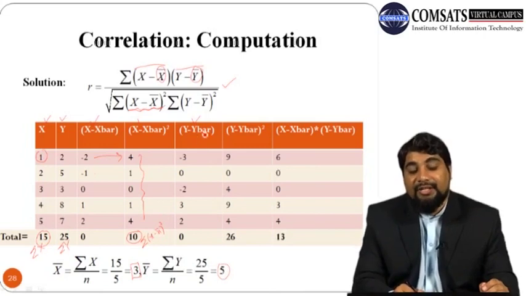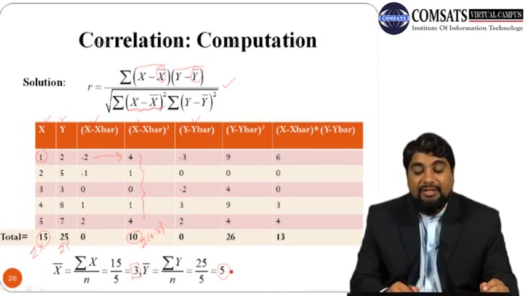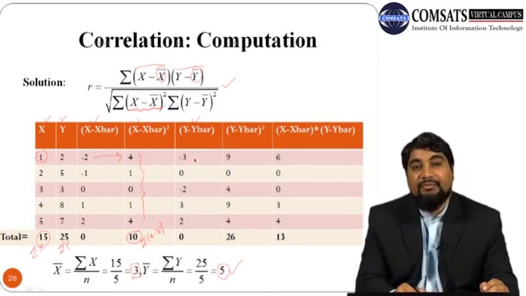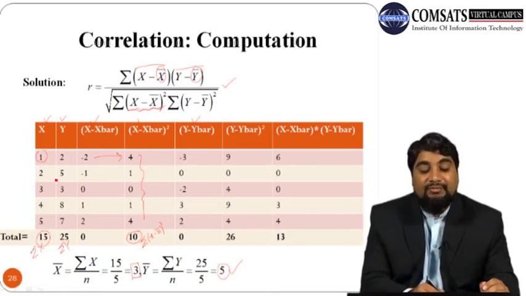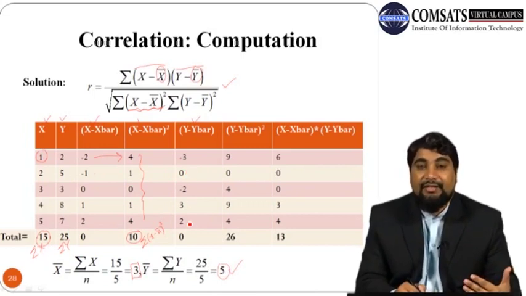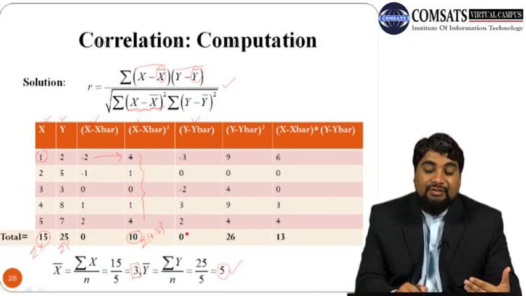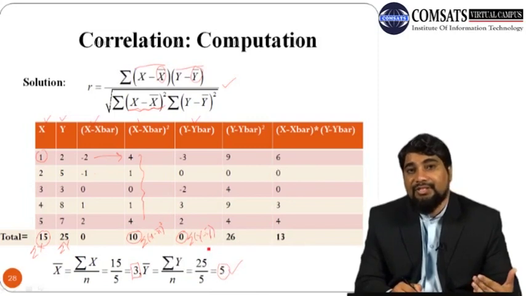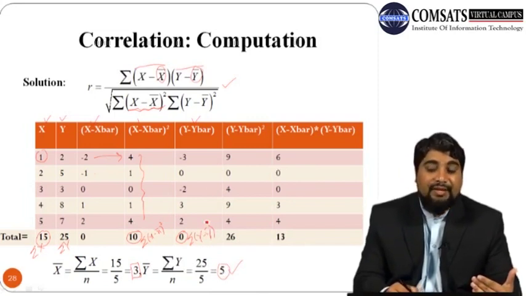So now calculate y minus y bar. y bar is calculated to be 5. So y is 2, so 2 minus 5 we get minus 3. Then 5 minus 5 we get 0, and similarly we can calculate the other values. This should also be 0, so summation y minus y bar must be 0. So the sum of deviations taken from the mean should be 0.